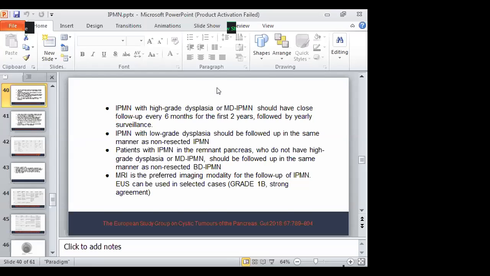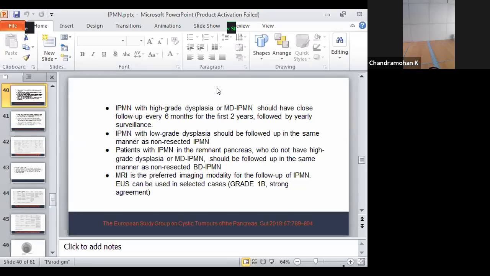Mucinous cystic neoplasm is more common in the body and tail of the pancreas. If I say that serous lesions can be completely ignored and observed, do you support my opinion?